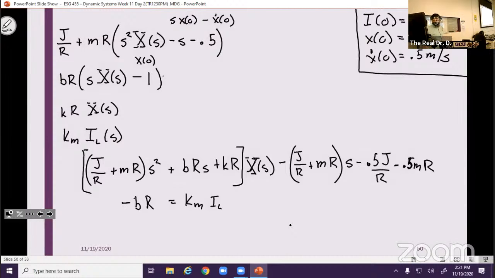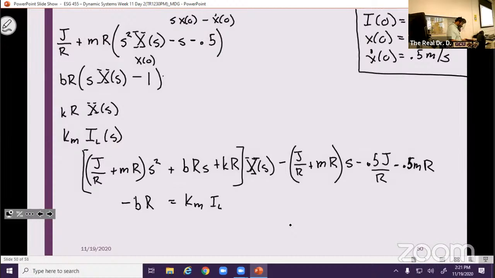Right, because I can take this stuff here on the left, the X of S, and I can move everything else to the right, right? Because that's what I want to do. This is the Laplace transform method. So I have to solve this equation for X of S, right? And that's fine, I can do that.